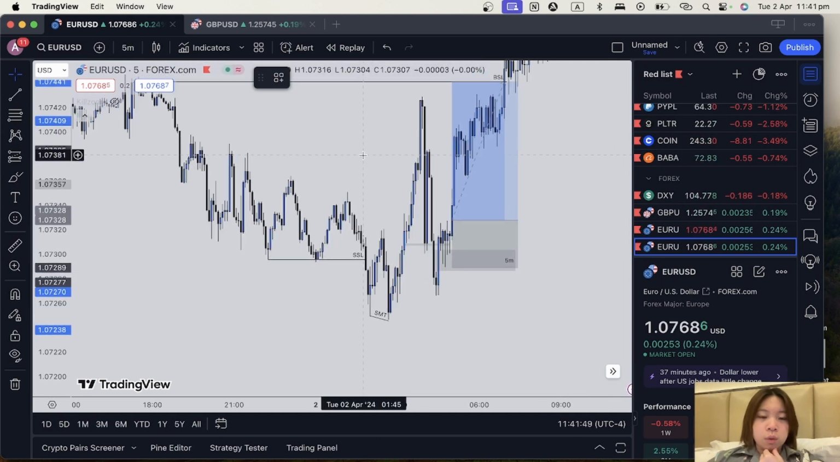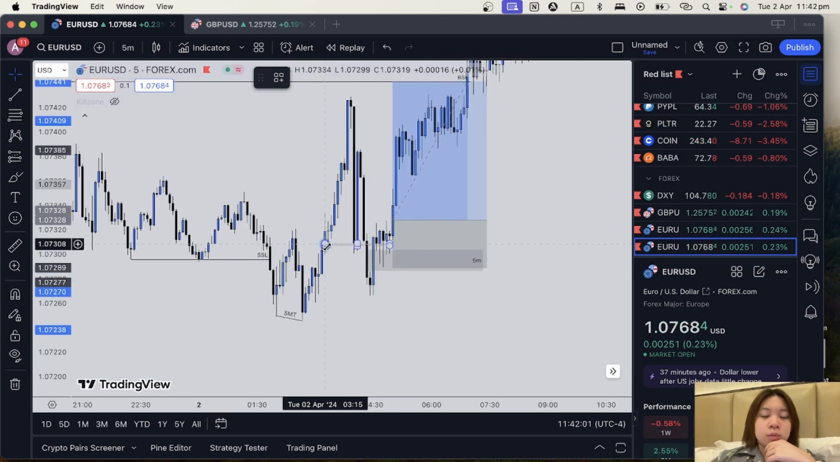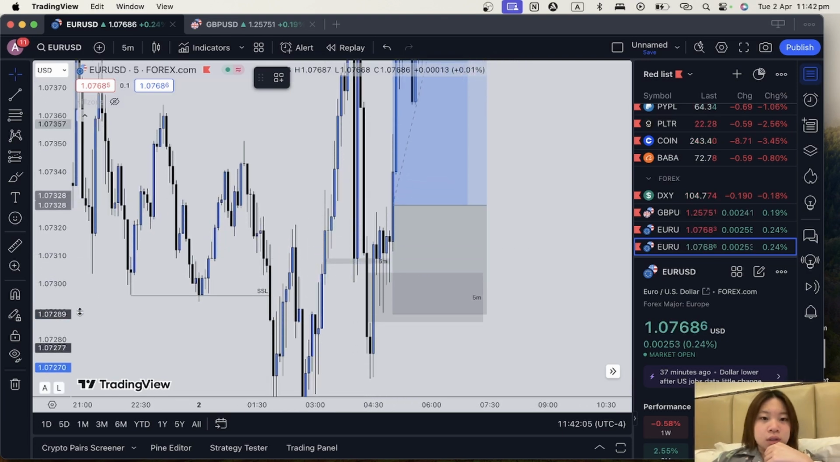After sweeping that low, we went down and created this SMT right here. That's when I started looking for buys. But the thing is, on this whole move up there weren't really any 5-minute fair value gaps for me to look into. So there was this one small fair value gap right here that I marked out. This is the first one, this 5-minute fair value gap.